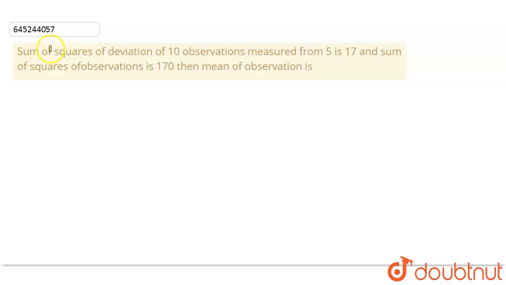So this is the question. Sum of squares of deviation of 10 observations measured from 5 is 17 and sum of squares of observations is 170. Then mean of observations is. So sum of square of deviation of 10 observations measured from 5 is 17.